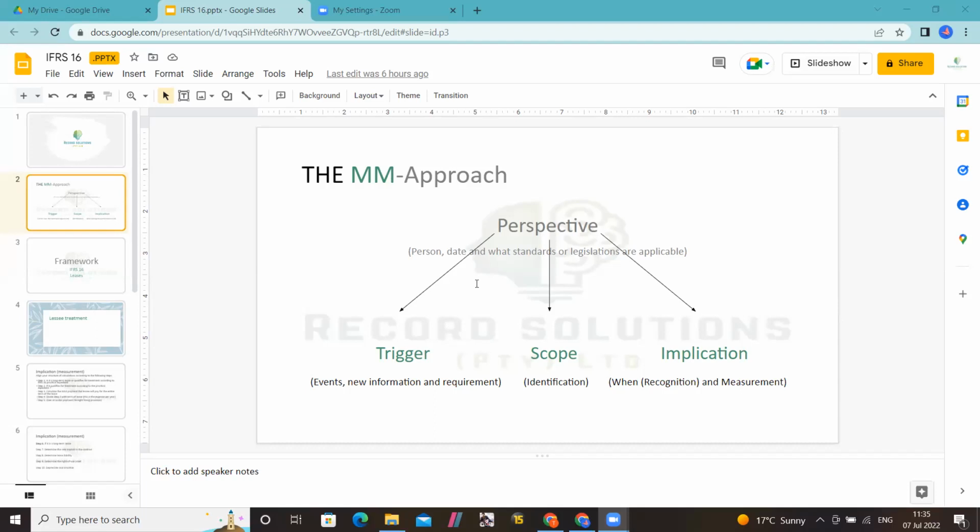There's an approach in which we have to look at questions, and even the scenario and the required. So I'm just going to go through it. This approach is called the MM approach. The first thing is perspective. You have to know what person you are. In tax, it's very important to know what person you are. Are you a natural person? Are you a company? It's very important to know whose tax you are doing. So the person is very important, and that's one of the things we have to take note of.